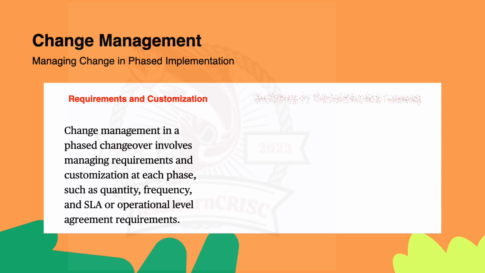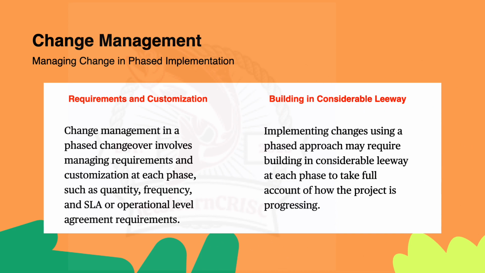Moving next is about building in a considerable leeway, right? Friends, building in a considerable leeway is similar to planning a road trip, with the flexibility to explore interesting details, right? So change management allows for adjustments and extra time, providing a leeway to navigate unexpected bumps in the road during each phase of the implementation, right? So friends, phased implementation often requires incorporating flexibility or leeway in each phase to account for unforeseen issues or changes in the project progression. This flexibility helps adapt to evolving circumstances during the implementation, right?